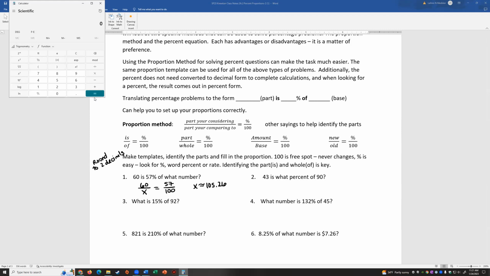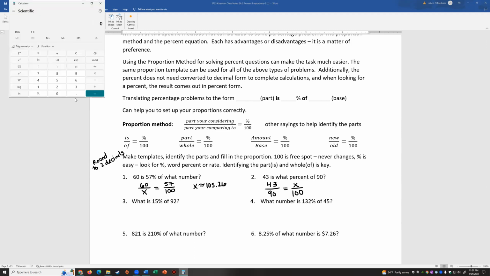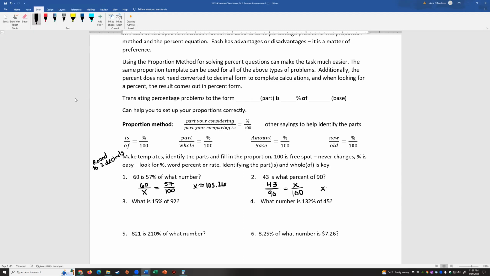43 is what percent of 90? We don't know our percentage this time. So 43 is the part, "of" is the whole, so 90. Don't know my percent, over 100. So 43 times 100 divided by 90, and then rounded to 2 decimal places will be 47.78.